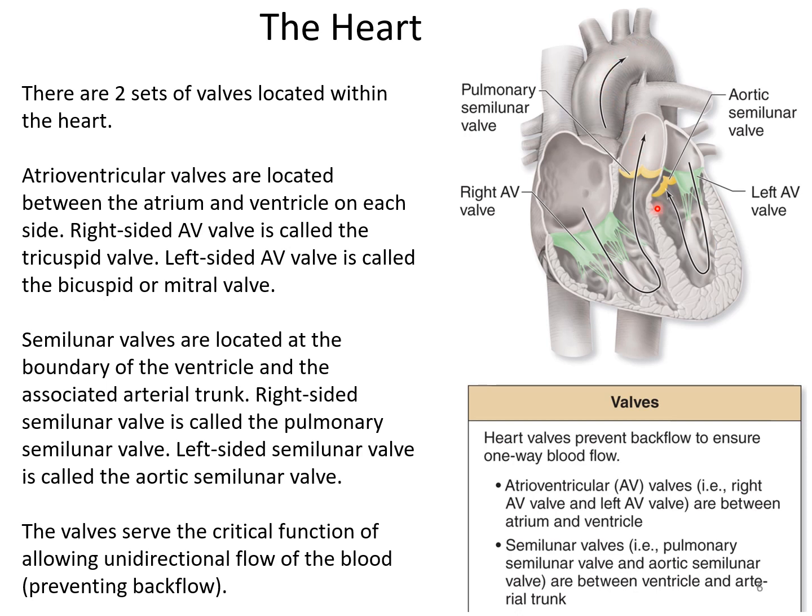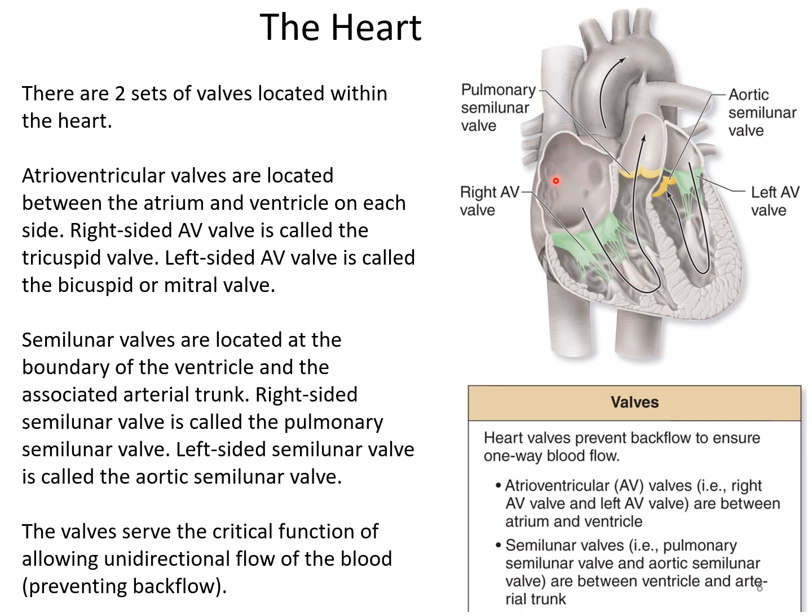So the right-sided semilunar valve is called the pulmonary semilunar valve, and the one on the left side is called the aortic semilunar valve. So for all four of these valves, they have one main function, and it is to allow unidirectional flow of the blood, which means we don't want to allow a lot of backflow. So if we get blood coming into the right atrium and we are going to pump it into the right ventricle, when that ventricle contracts, we don't want half of that blood splashing right back up into the right atrium.